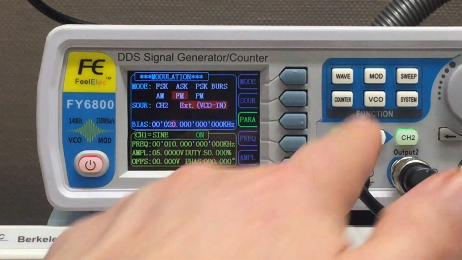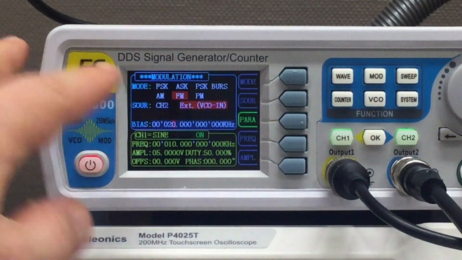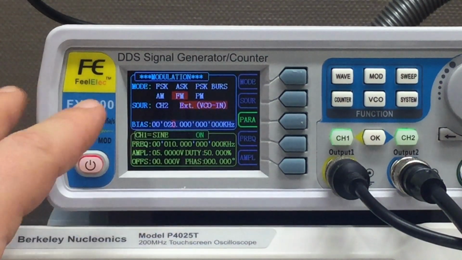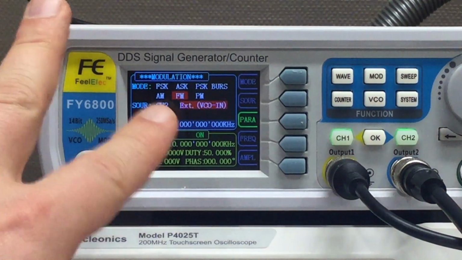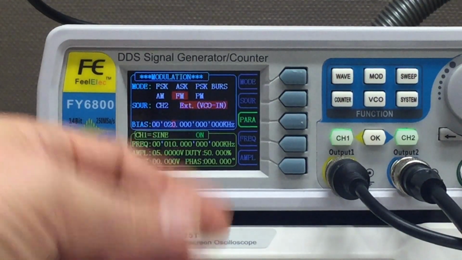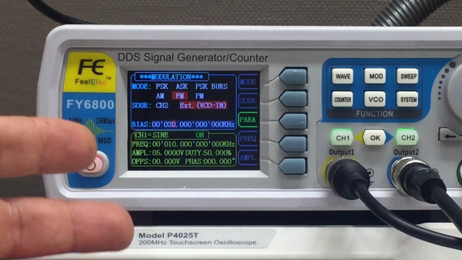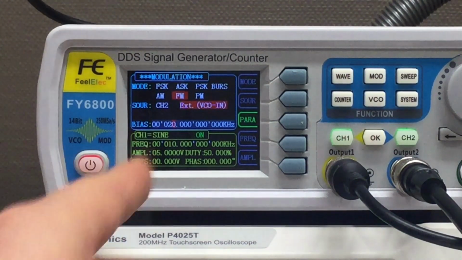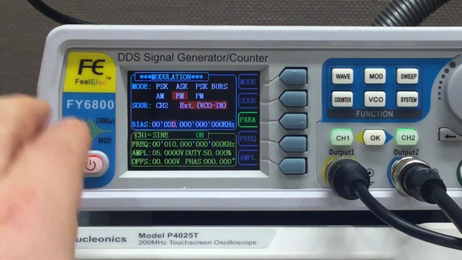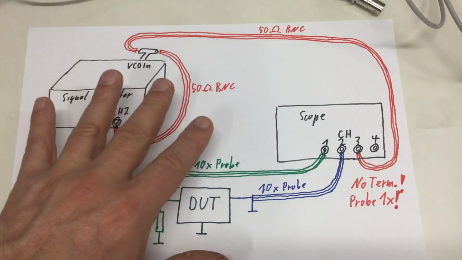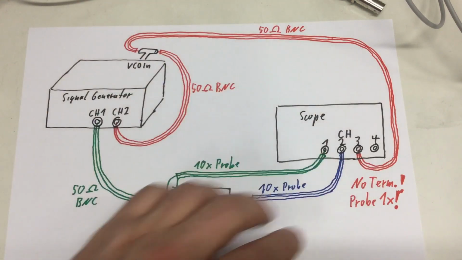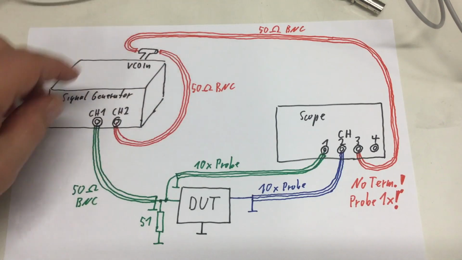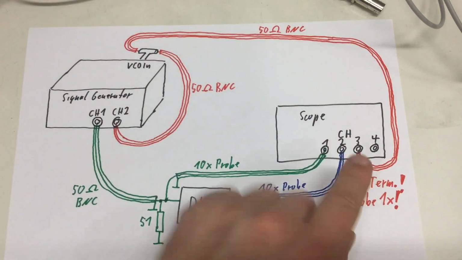And again, I'm using the modulation menu. I'm using the mode frequency modulation. Our source is external VCO in. Our bias is 20 kilohertz, which only lifts us up to 19 kilohertz at 5 volts. And our channel 1 center frequency is 10 kilohertz. As mentioned before, the test setup is exactly the same as for the VCO, so also the wiring between the signal generator and the scope.